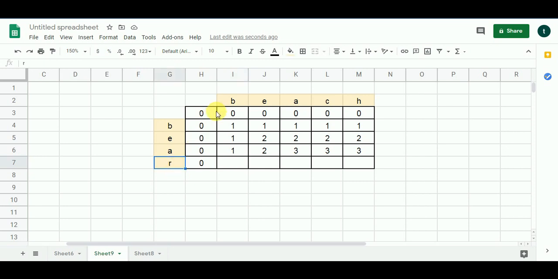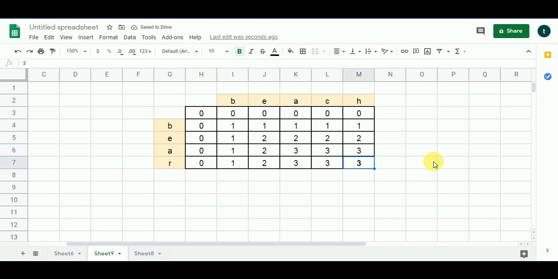So we have R not matching with B, so it's going to be the maximum value, which is 1. We have R not matching with E, so this is going to be 2. Then R not matching with A, it is going to be 3. Then R not matching with C, so this is going to be 3 because the maximum out of these two is going to come out as 3. And we have R not matching with H, so it is again going to be the maximum value, which is 3. Now 3 becomes our answer.